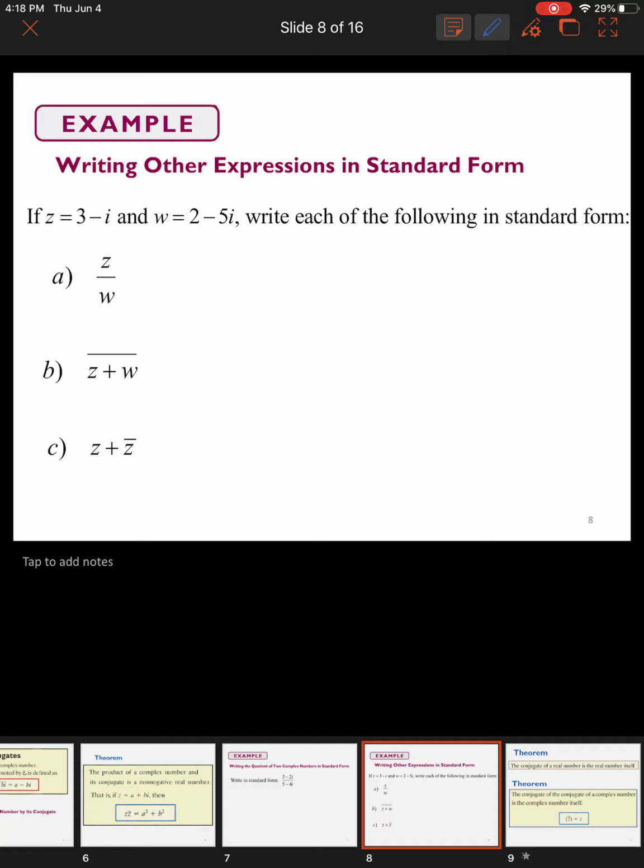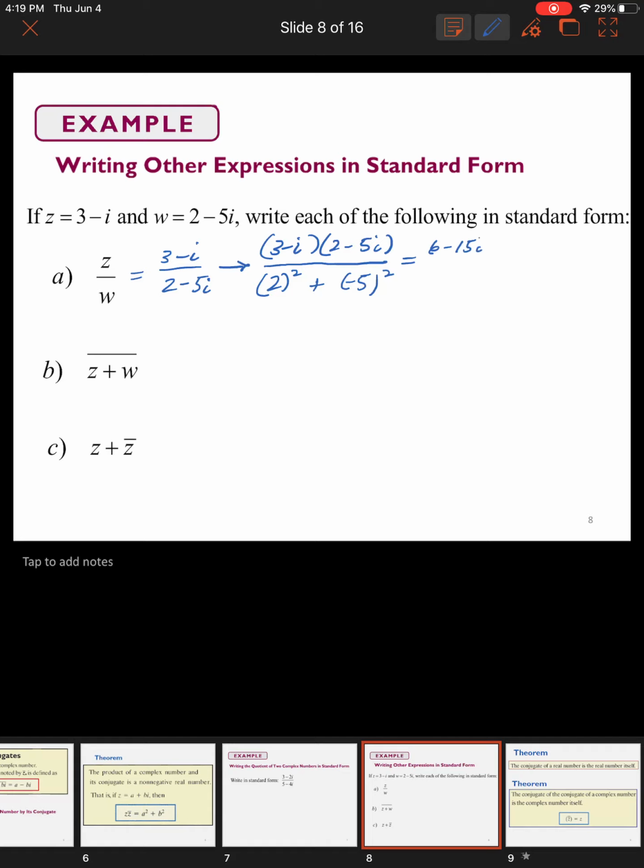Now, a few quick little examples. If z equals 3 minus i and w equals 2 minus 5i, write each in standard form. So this says z over w. You would do this exactly how we did in the previous example. Multiply the numerator and denominator by the conjugate of the denominator. And you have 3 minus i times 2 minus 5i all over 2 squared plus negative 5 squared. I went ahead and skipped a step because I'm only going to have a little bit of space.